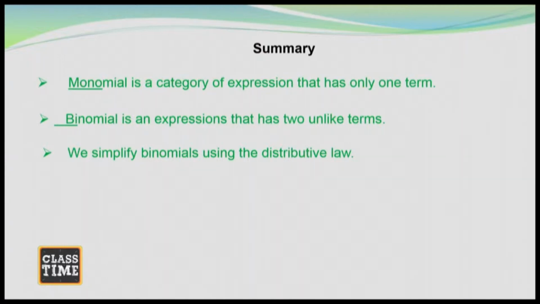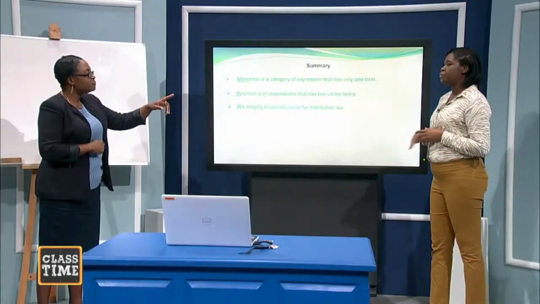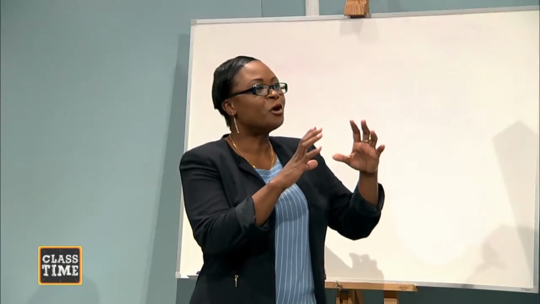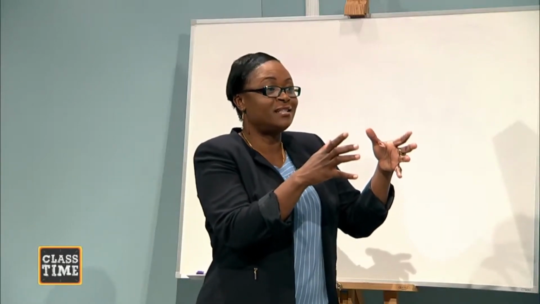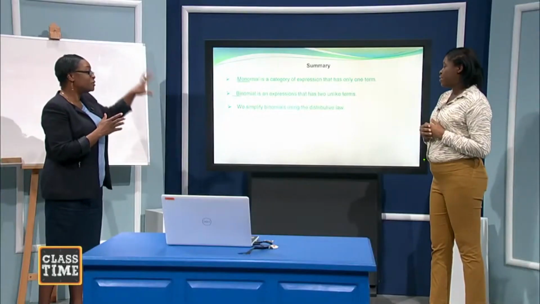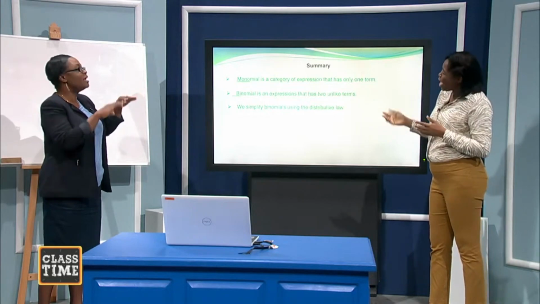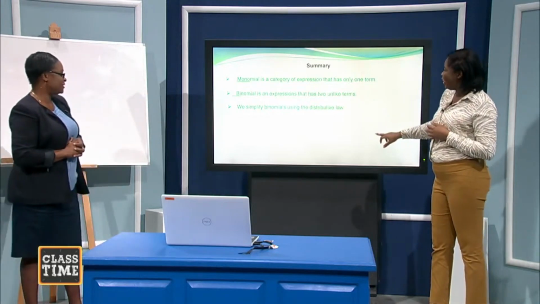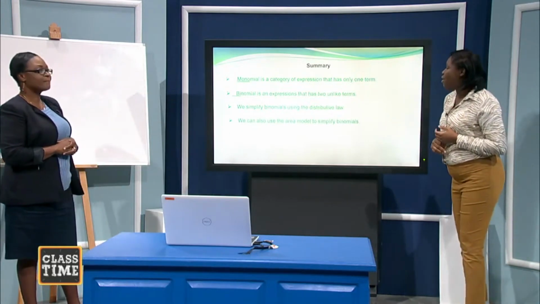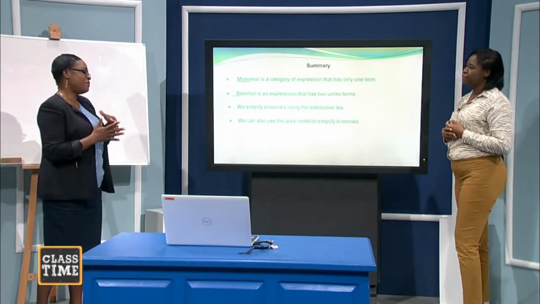We saw where we used the terms in the first bracket to multiply the terms in the second bracket. But what if we don't have terms included in a first bracket? We use the term that is on its own. And we also use the area model to simplify binomials.